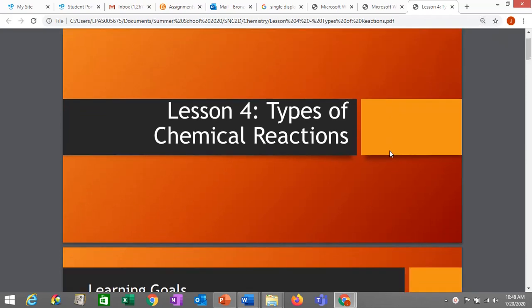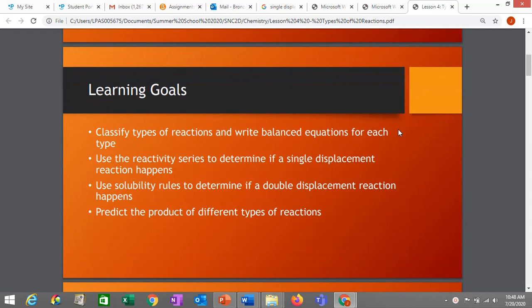Hi everyone, so this is lesson 4 on types of chemical reactions. This is probably going to be the most difficult lesson in this section. You're going to have to classify types of reactions and write balanced equations for each type, so you have to know how to write balanced equations.